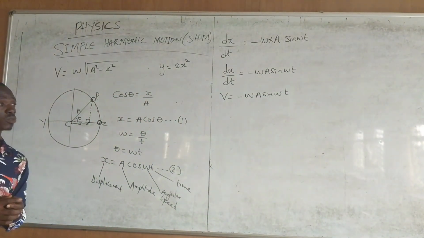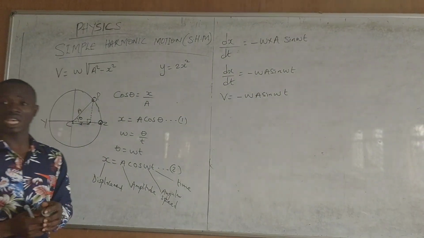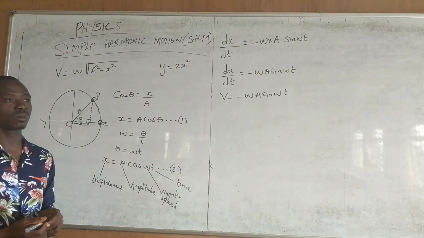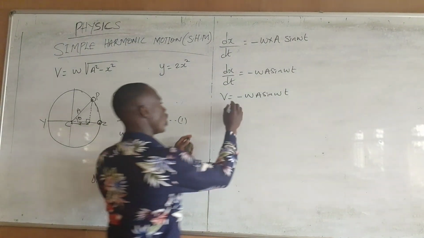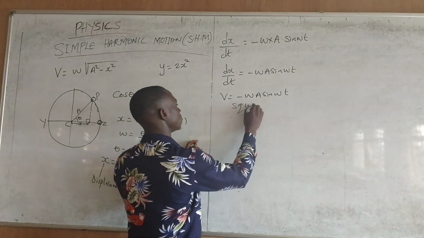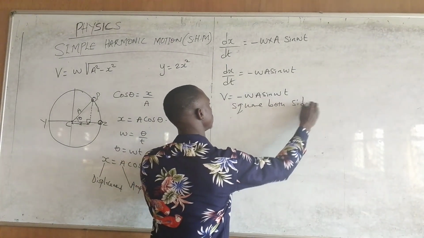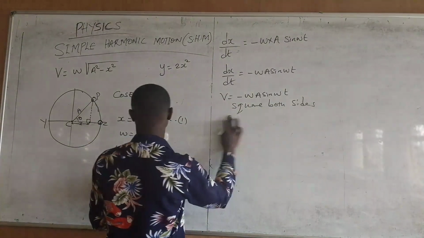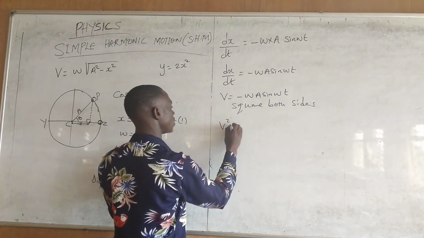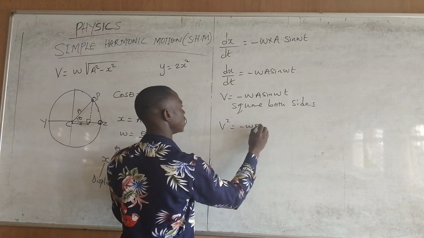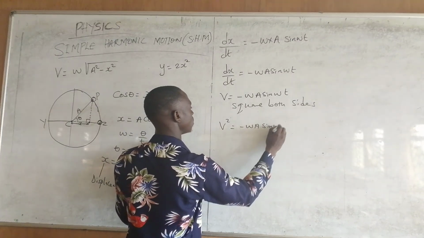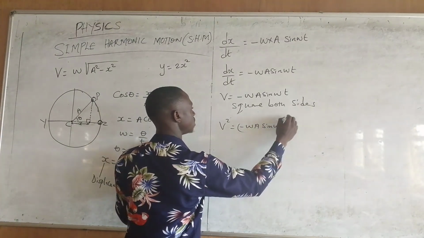V equals minus omega a sine omega t. Then square both sides. What do you have if you square both sides? V square will now be equal to minus omega a sine omega t, everything squared.